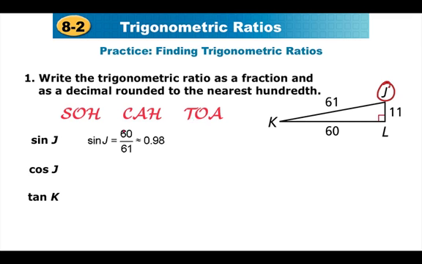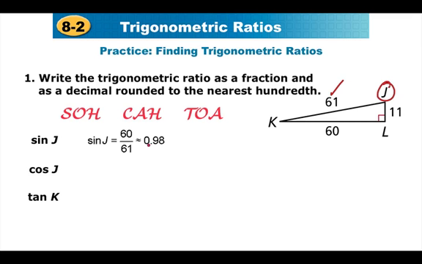Sine of J is opposite over hypotenuse. If I'm at J here, which side is opposite to angle J? 60. And which one is the hypotenuse? This one. The hypotenuse is not going to change in this right triangle. Hypotenuse is always going to be 61. So then you do 60 over 61, you punch that into your calculator, and you round to the nearest hundredth. That's how we get 0.98.